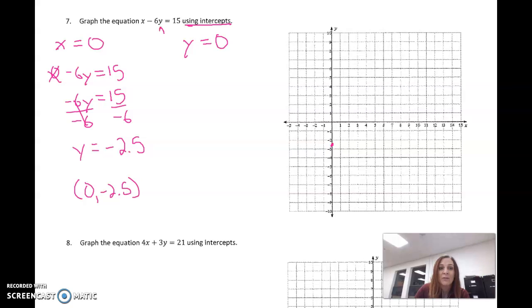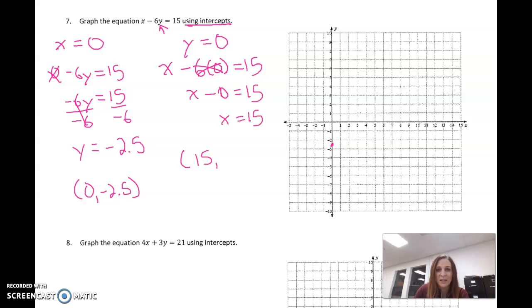Now I'm going to plug 0 in for y. x minus 6 times 0 equals 15. Well, that's just 0, so that's x minus 0 equals 15, so x equals 15. So this is the point 15, 0. And then I will draw a line through.